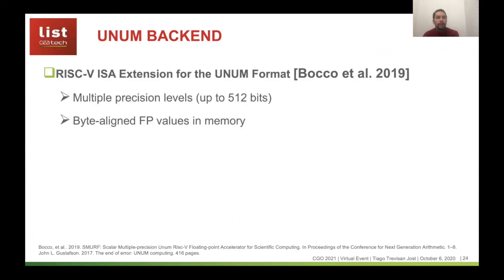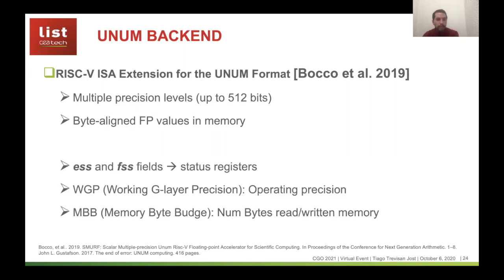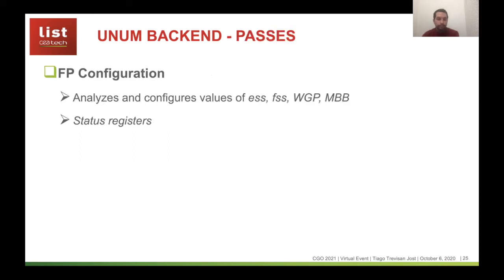So for the UNO backend, we use the RISC-V ISA extension for the UNO format that was proposed by Boko. It has multiple levels of precision for up to 512 bits, and it's a byte-aligned floating point value in memory. The values of ESS and FSS fields, the ones that I showed you before, are actually stored in status registers, and we can also set the values of the operating precision of the arithmetic operations and how many bytes are read and written in the memory.